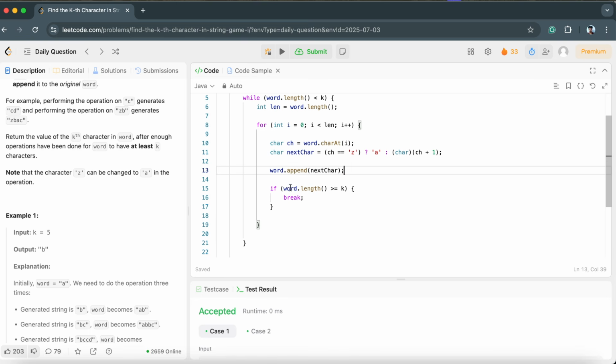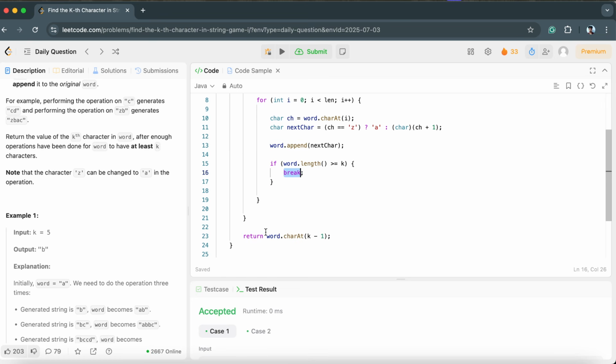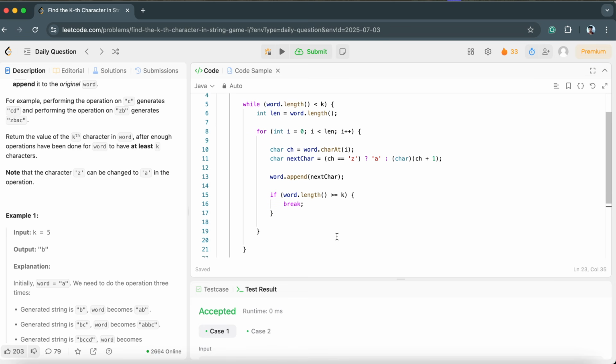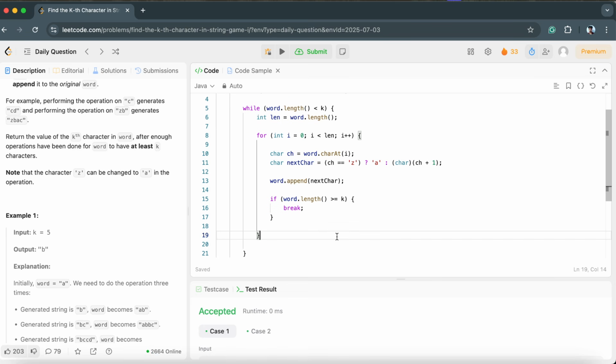And the moment we realize that the word's length is greater than or equal to k, we will simply break from it. So whatever the k value is, the kth character will be the last character of the word. That is something we will return at the end. The idea is pretty much clear.